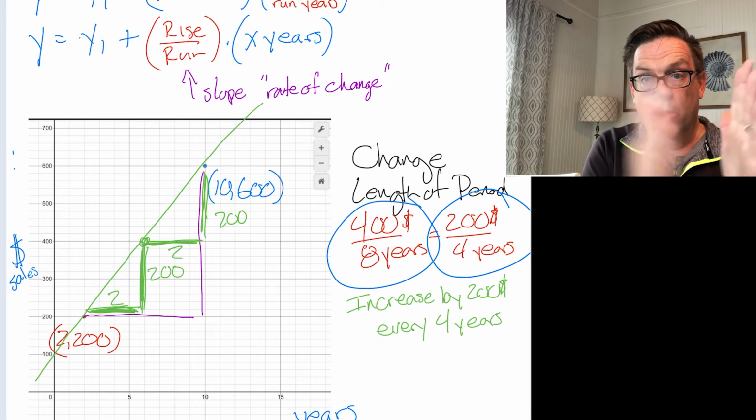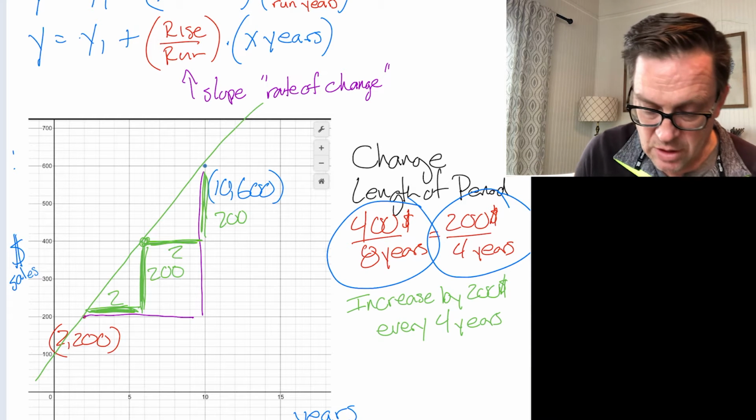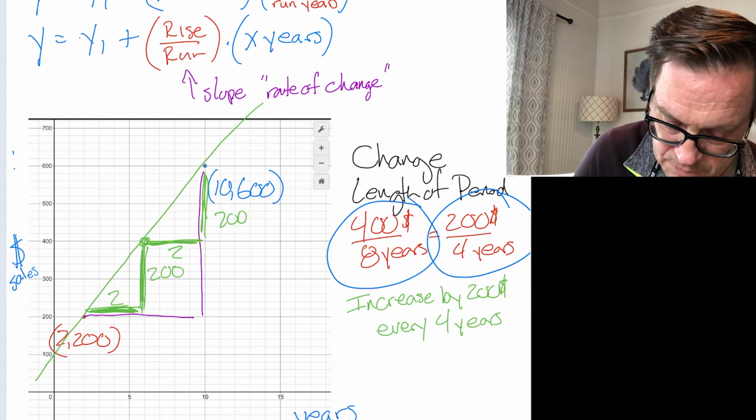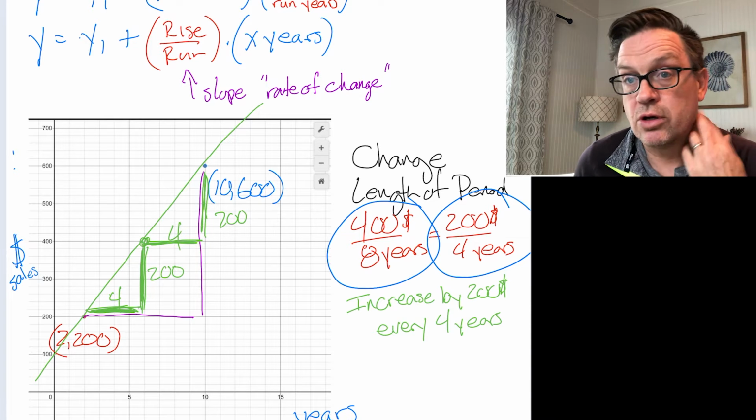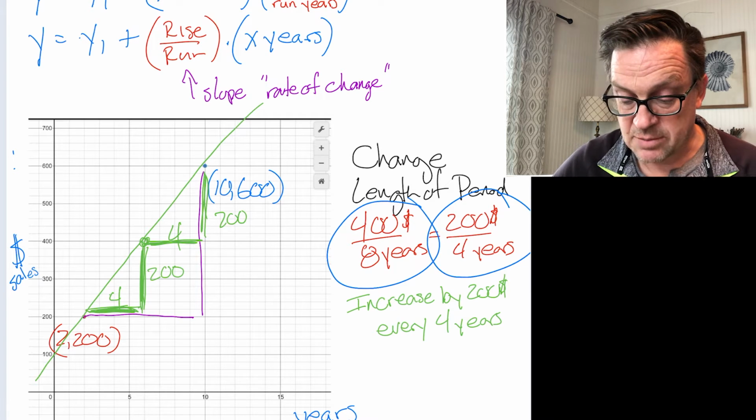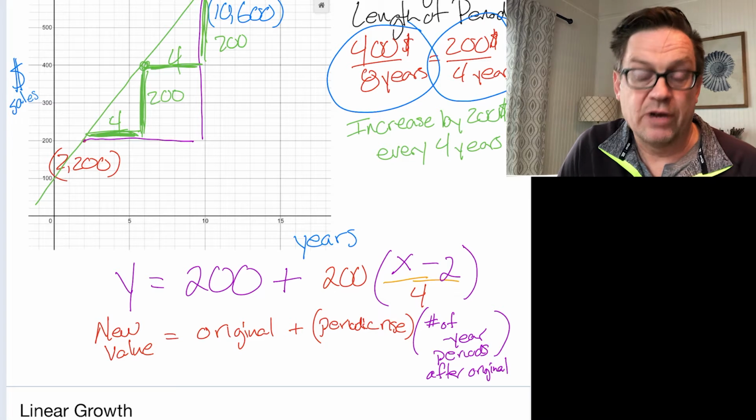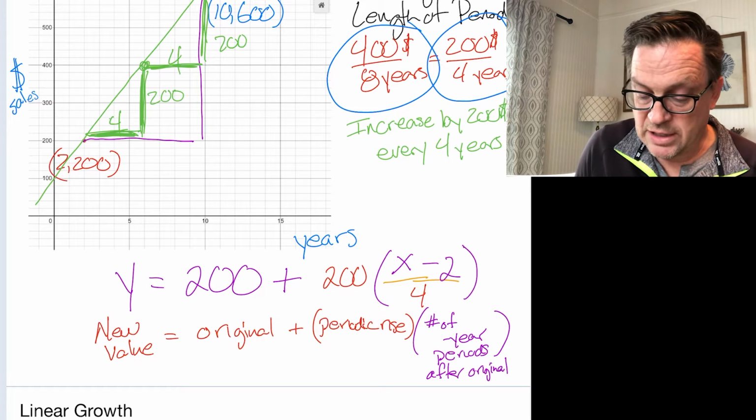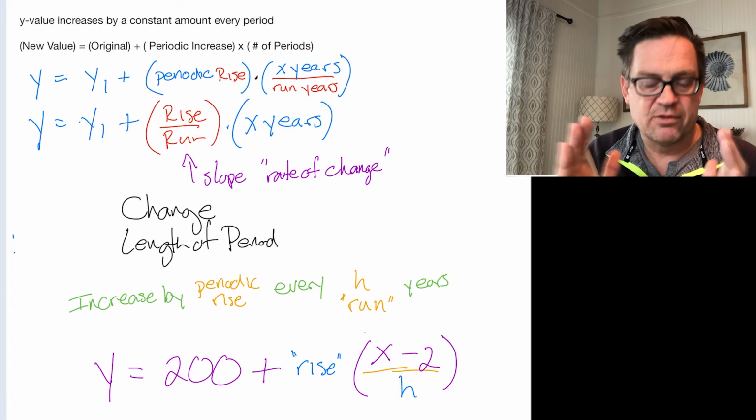and I can change what my period is, how wide my stair steps are. I can either go over 8 years and up 400, or I can go over, these should be 4s. Sorry, over 4 years up 200, over 4 years up 200. So I can change the width of my stair steps. And it's just algebra to simplify 400 over 8 equals 200 over 4. And so I can change my formula. I can do that for any length of the period.